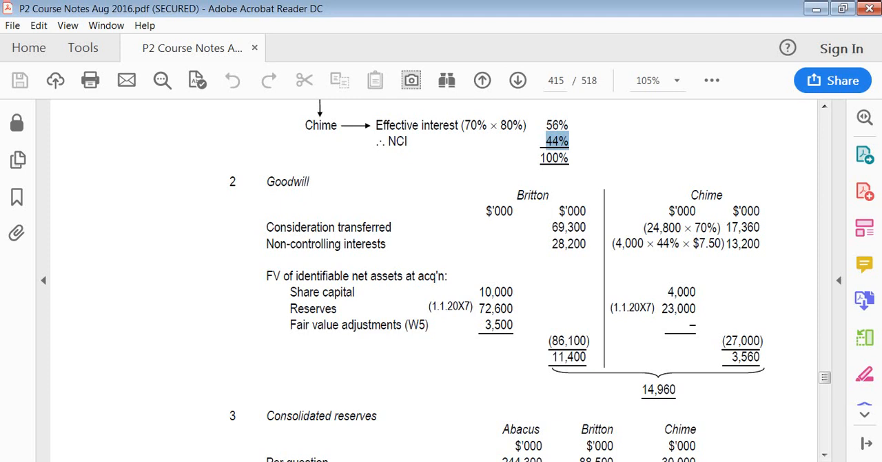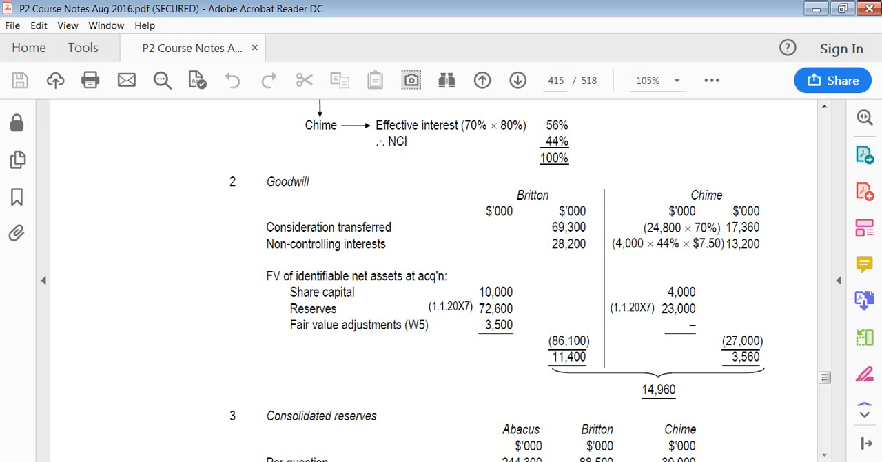We then add the two goodwills to give us the total goodwill of 14,608. Once we are done with the goodwill, we now move to the consolidated reserves.